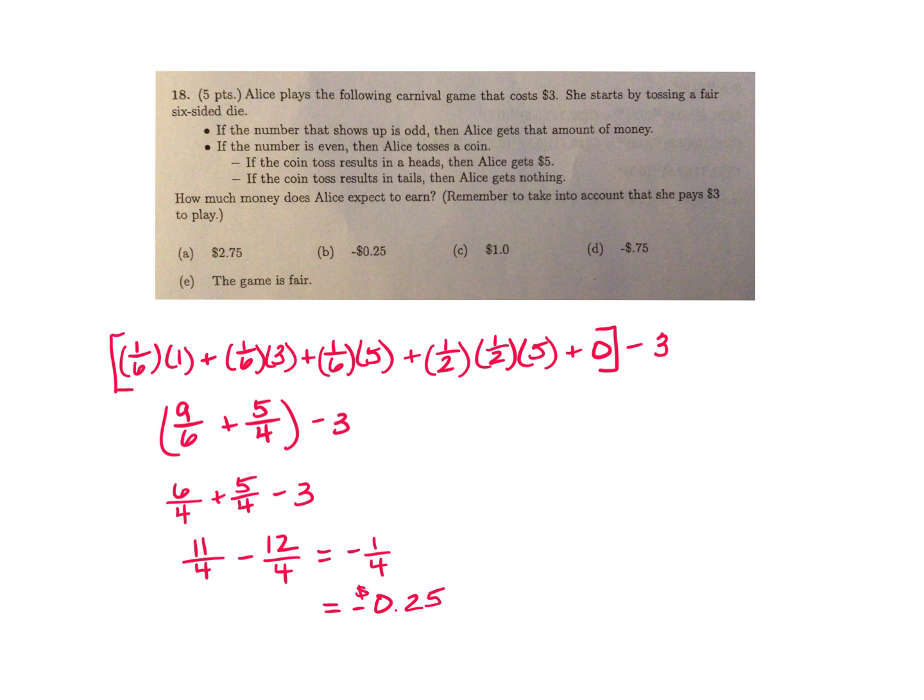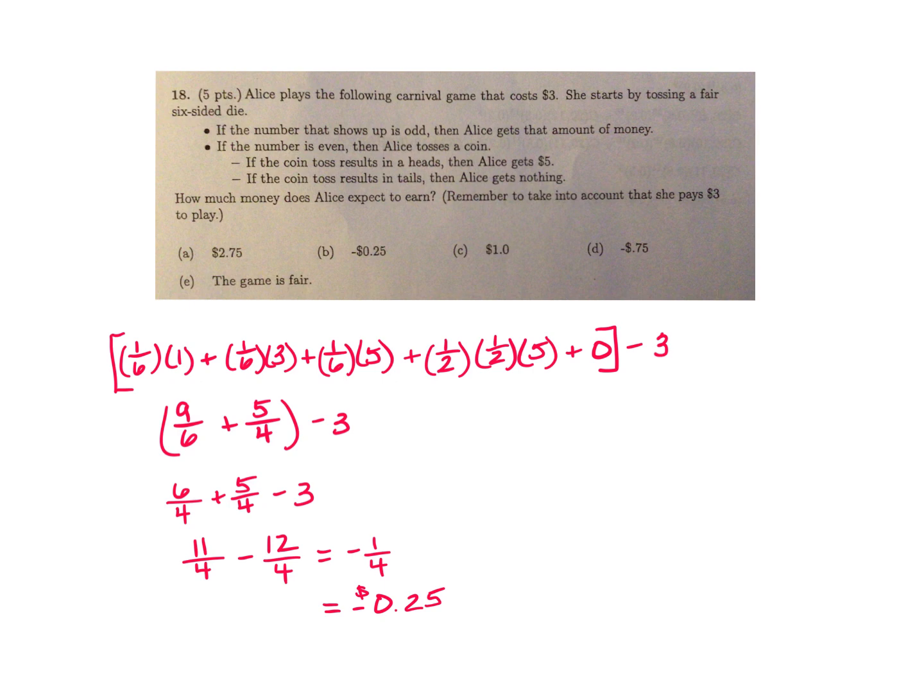Now we're going to add to that what would happen if she gets an even number. Well, the probability of her getting an even number is 3 out of 6, or 1/2. And then she's going to toss a coin. And if that coin comes out heads, which again would have a probability of 1/2, then she gets $5. Now, if the coin toss results in a tail, then she gets nothing. So I just put a +0 there. And we do have to remember that she also paid $3 to play the game in the first place.